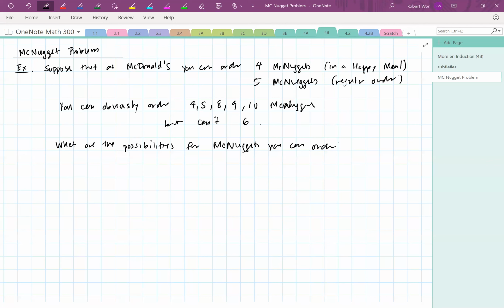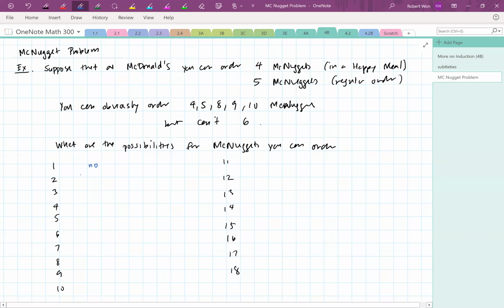Okay, so let's consider different values of numbers of McNuggets that I want. So let's say 1, 2, 3, 4, 5, 6, 7, 8, 9, 10, 11, 12, 13, 14, 15, 16, 17, 18. Okay. And again, if we had a live lecture, I would ask you to figure out how to order these amounts of McNuggets if you can. So maybe you can pause the video and do that. I'll just do it for you.